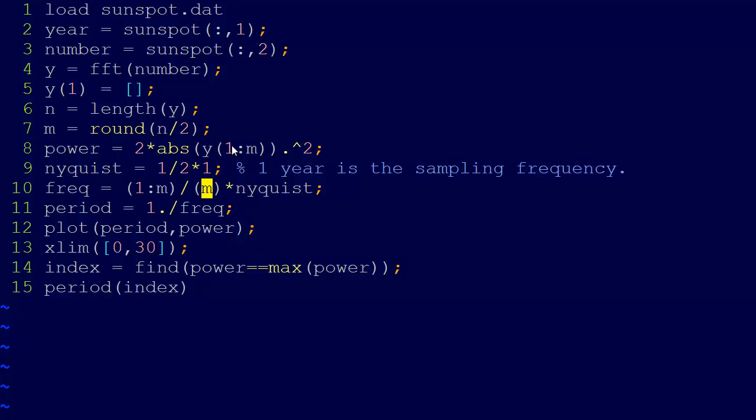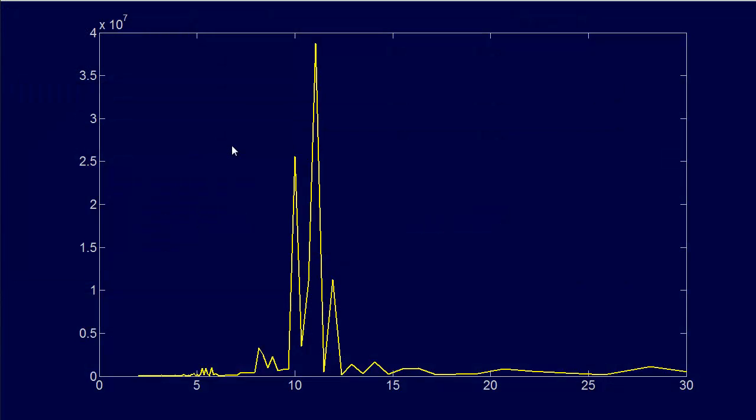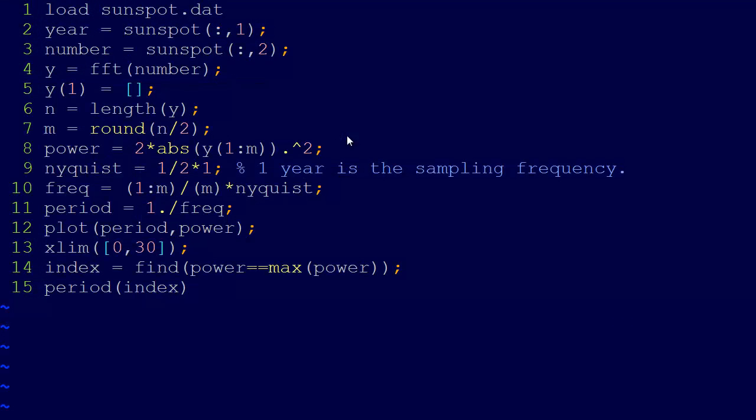So then we can come up with the frequency and then the period, and you probably don't care about all this, but in the end, what we can do then is plot out the period versus power, and that plot then looks something like this. If we zoom in to just 30, we get this nice peak right here at about, I mean, it looks like we sort of have one at 10 and then another one at 11. So we can extract that peak with this little find function.